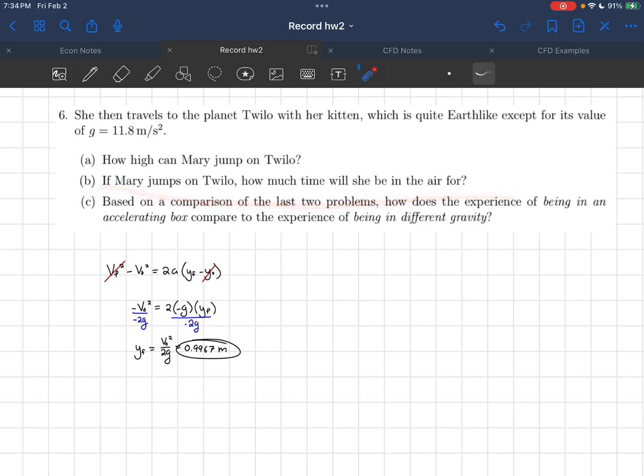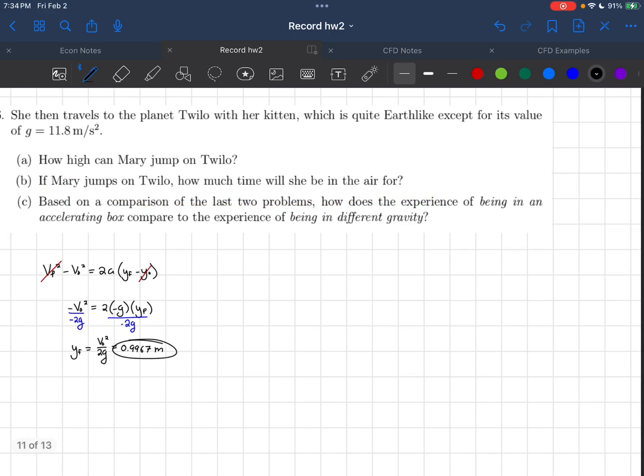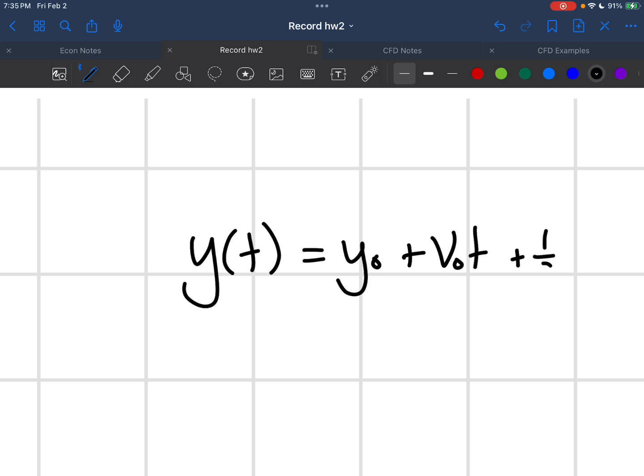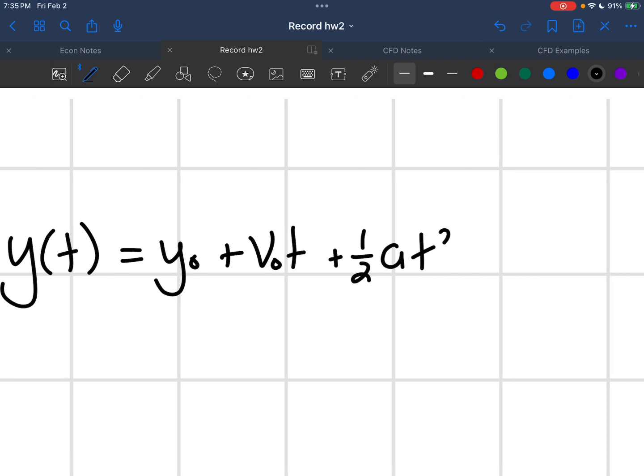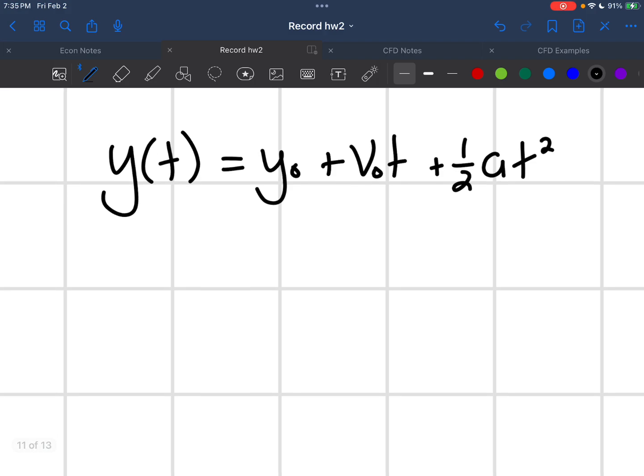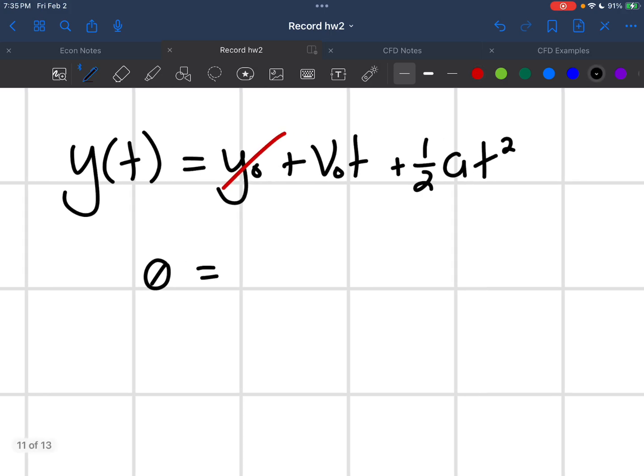If Mary jumps on Twillow, how much time will she be in the air for? So I need to find out the time when she hits the ground or lands back on the ground. So Mary's position as a function of time is y naught plus v naught t plus 1/2 a t squared. I can set this up. I want to find when she's landing back on the ground, which means I'm setting her final position equal to 0. Her initial position, as we've said before, is still 0.